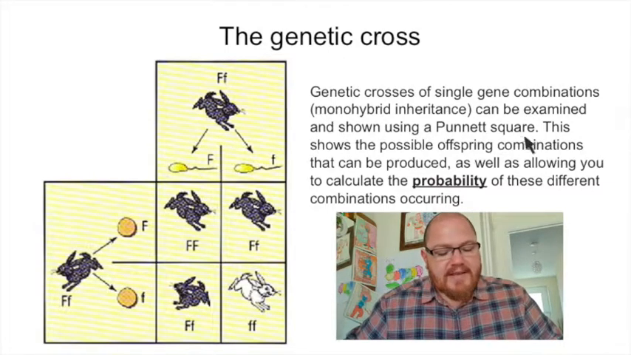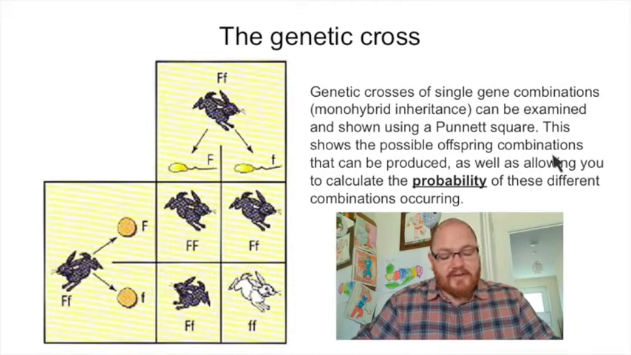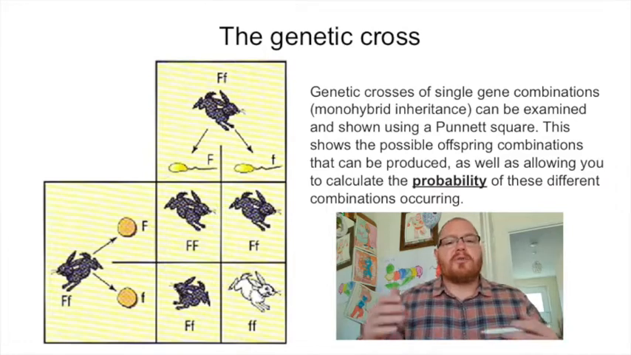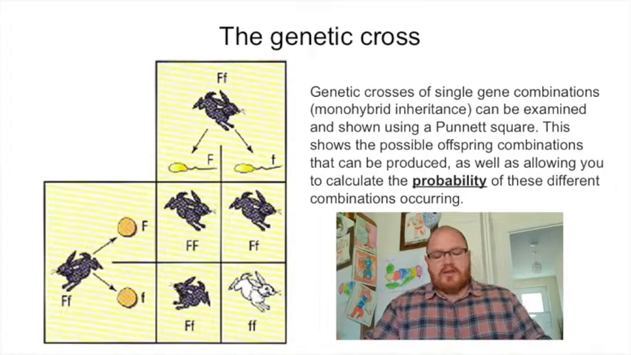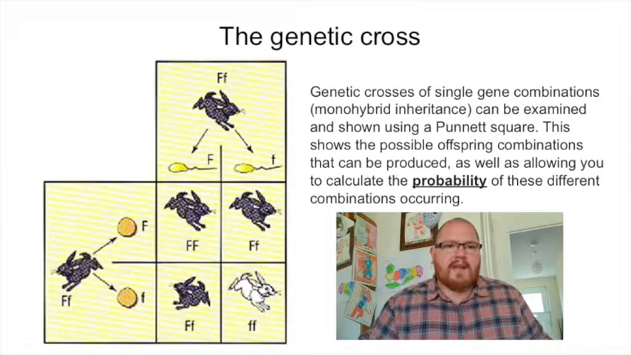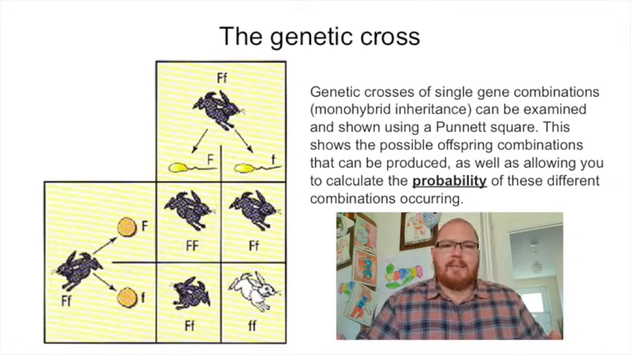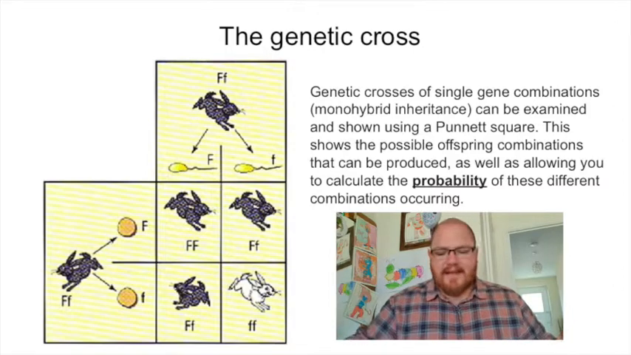They can be examined using a Punnett square. This shows possible offspring combinations, and then you can calculate the probability or the ratio, depending on which one you want. It's easy maths because you're only dealing with 4 possible combinations, so easy numbers like 25%, 50%, or half, quarter, things like that.